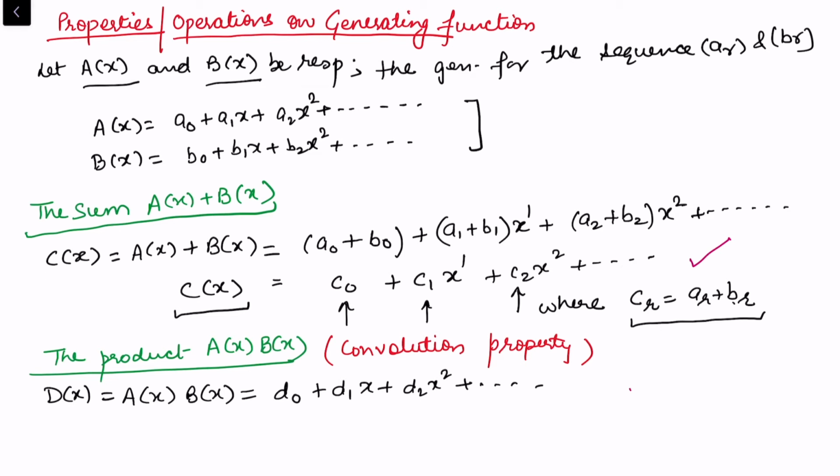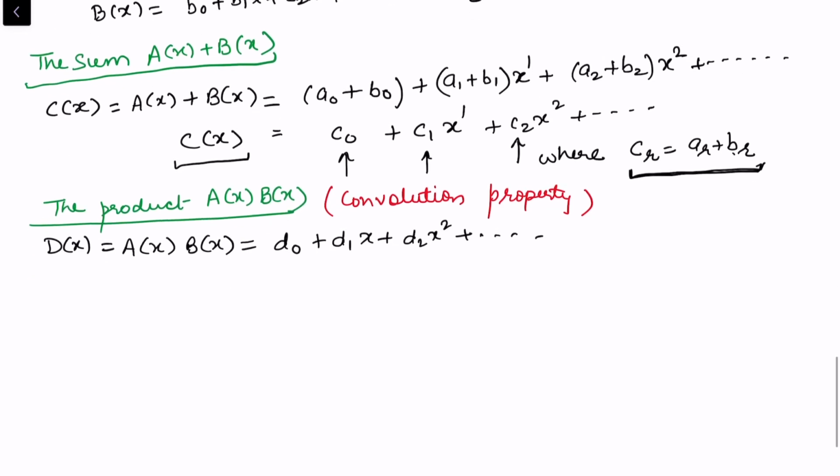Similarly, there will be a power series that will come after taking the product of A(x) and B(x), and I'm denoting that by D(x). So this will be a power series something like this one. Now what are the values for this one? As we have added cr, that is ar plus br, what will happen in d0, d1 x?